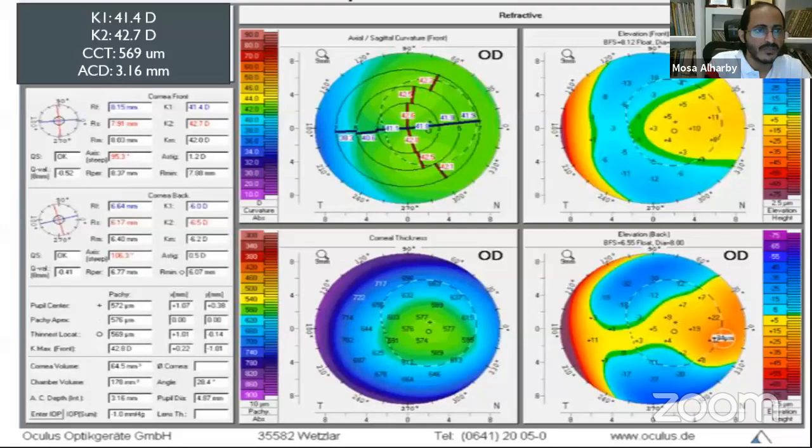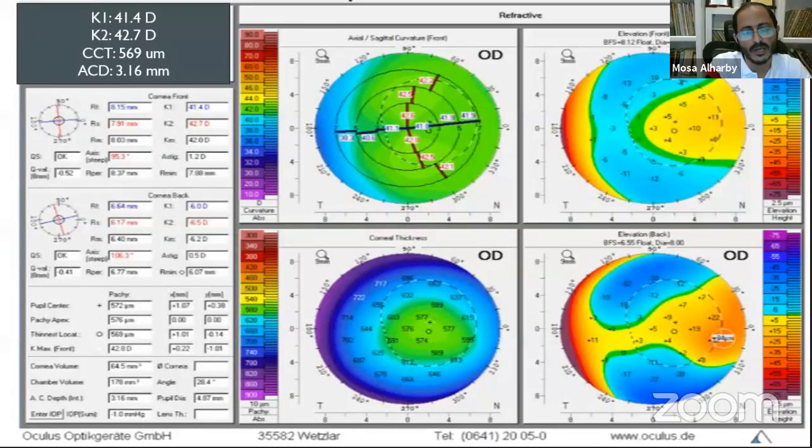So the manifest refraction, you said, is 3.5 and the cycloplegic refraction is 5. Correct. Usually the difference is around 1.5, so I take the middle way between both. Maximum 4.5. This is the maximum I can treat. Otherwise, the patient would not be suitable for laser vision correction.